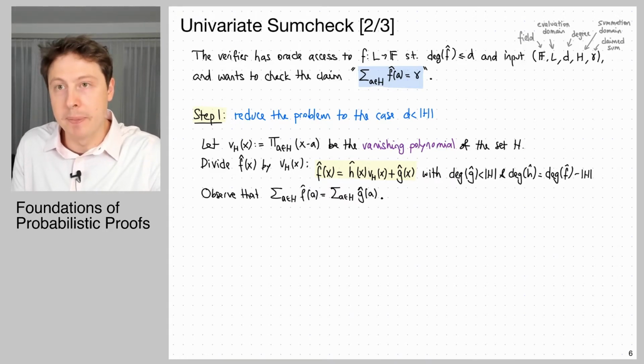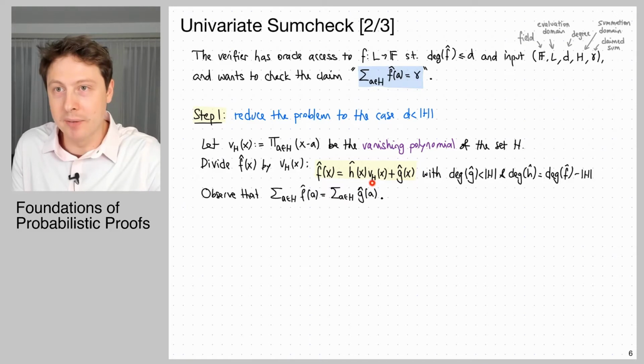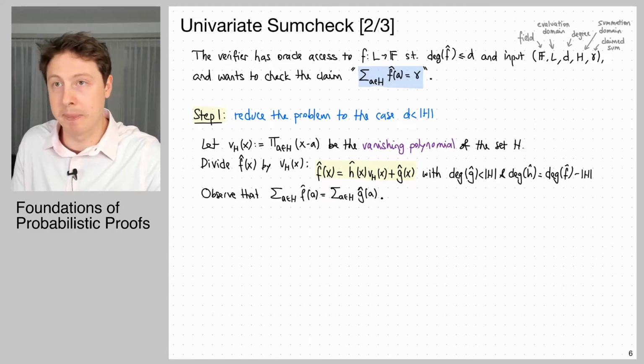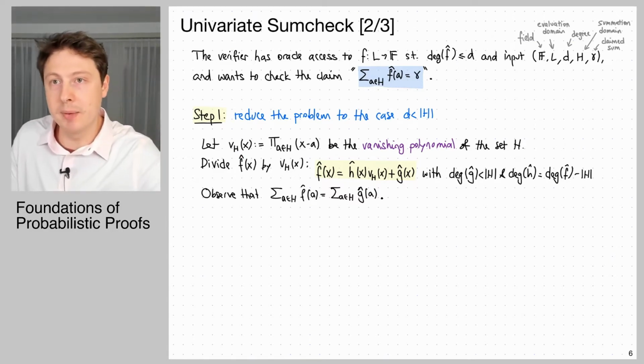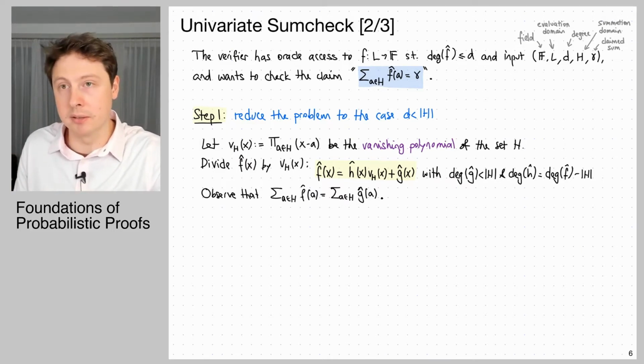Because if I sum up f hat over h, this term vanishes everywhere on h. Why? Because we have the vanishing polynomial of h, right? And the only term that affects the sum of f hat over h is its remainder upon division by the vanishing polynomial, okay? So in some sense, all the hardness of the problem is in the remainder, okay? Intuitively.